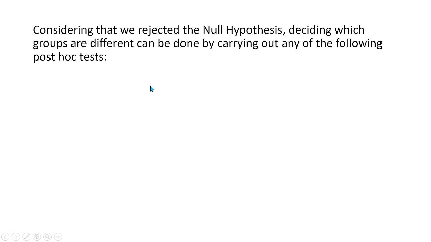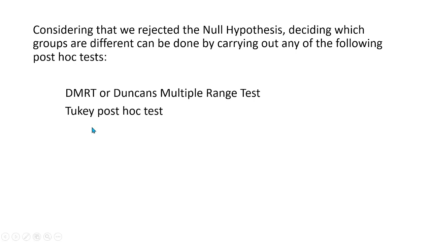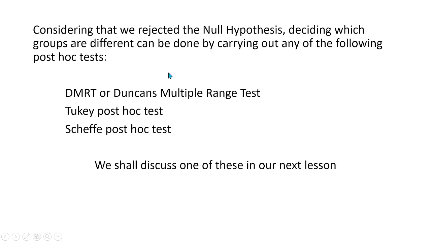Considering that we rejected the null hypothesis, deciding which groups are different can be done by carrying out any of the following post-hoc tests. You can use DMRT or Duncan's multiple range test, Tukey post-hoc test, and Scheffe post-hoc test. We're not going to discuss this today, but we shall discuss one of these post-hoc tests in our next lesson.